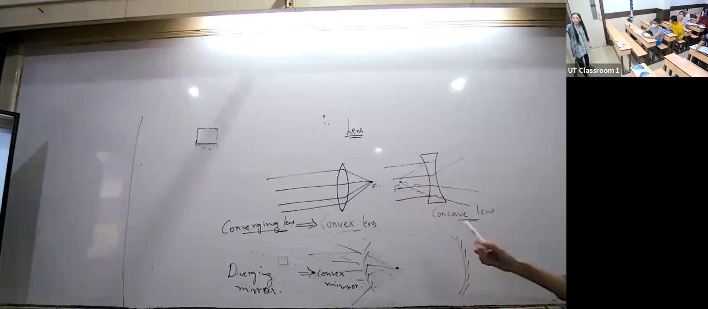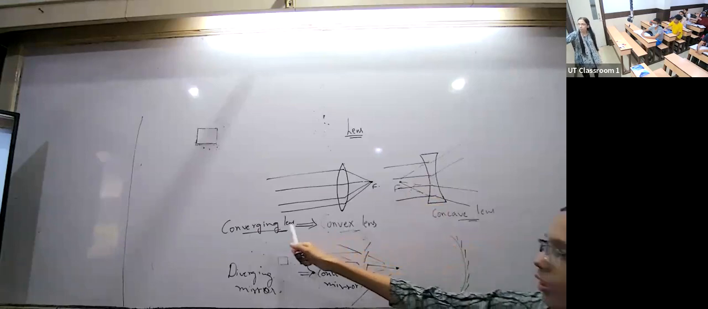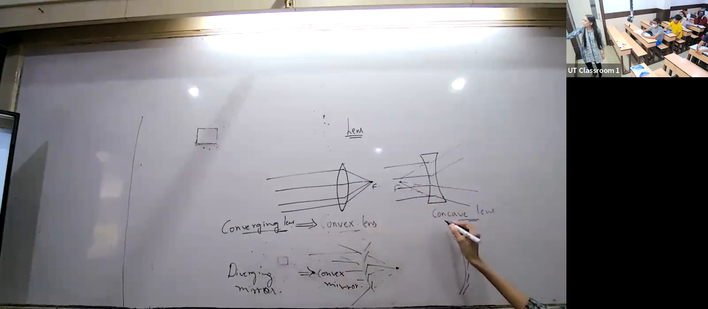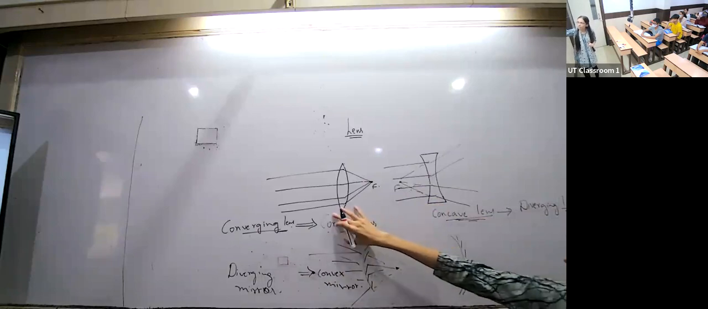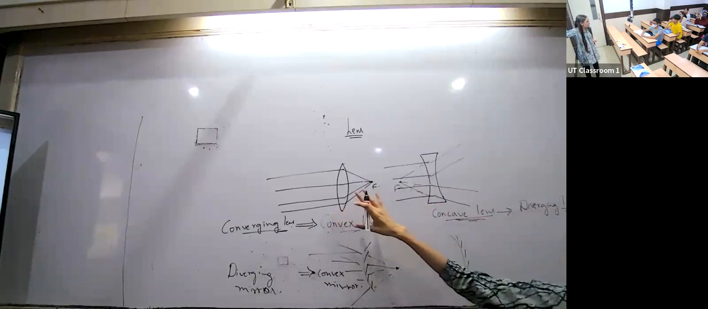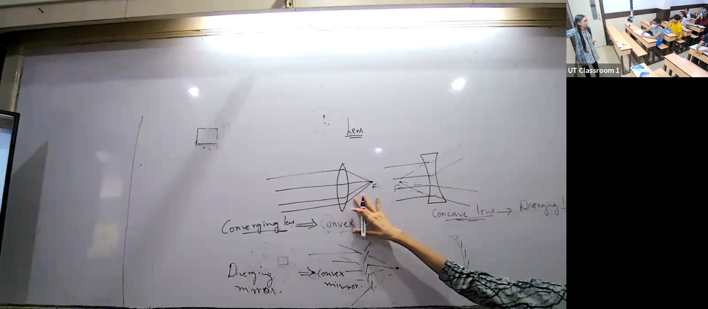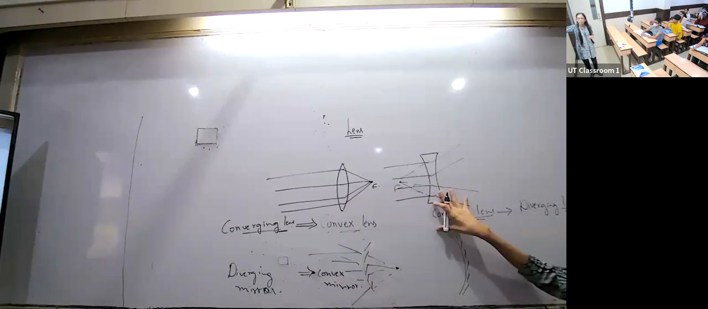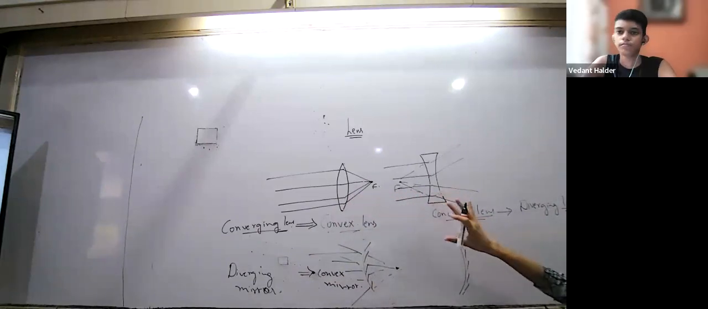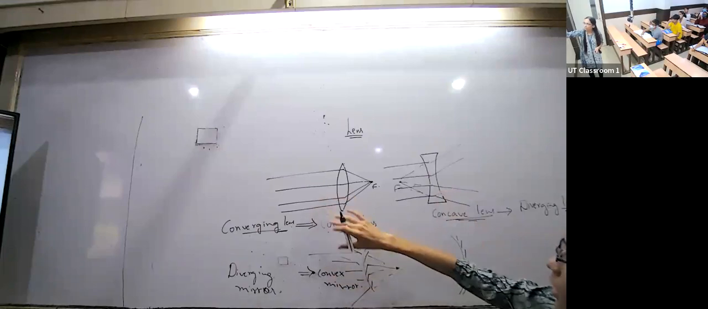In case of convex lens, we call it a converging lens, and in case of concave lens, we call it a diverging lens. Now you will tell me, we know sign convention, right? For convex lens, focus is what? Positive or negative? Positive. And for concave lens, focus is what? Negative.